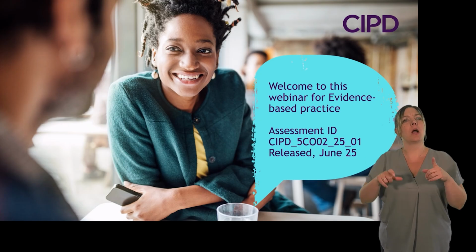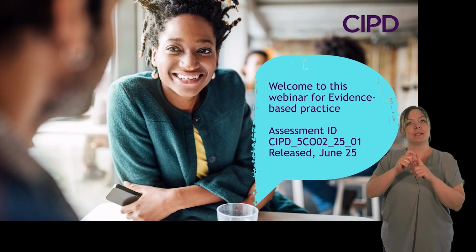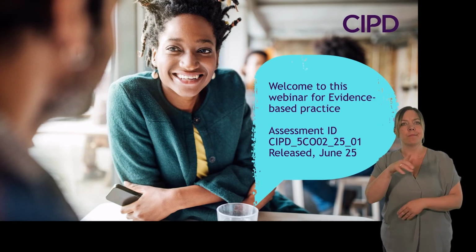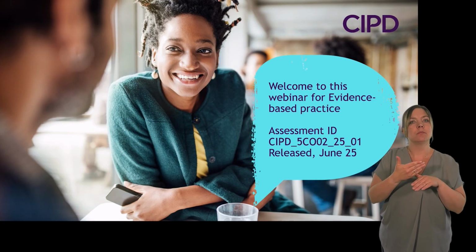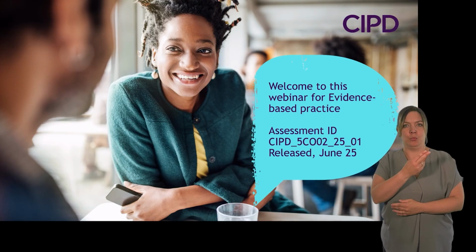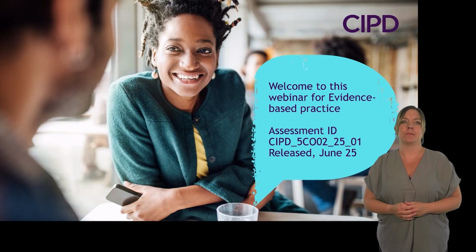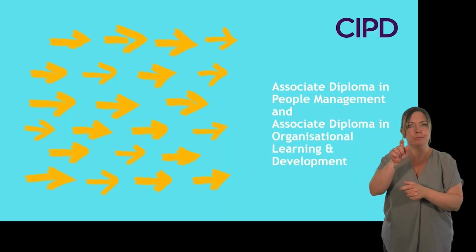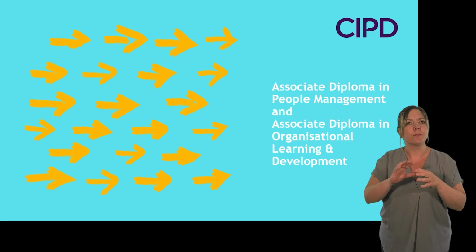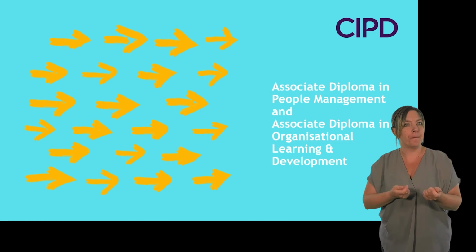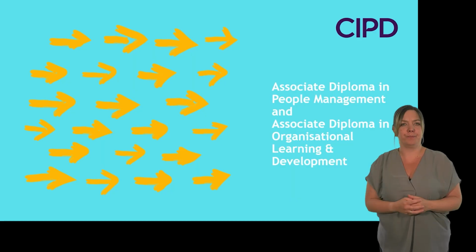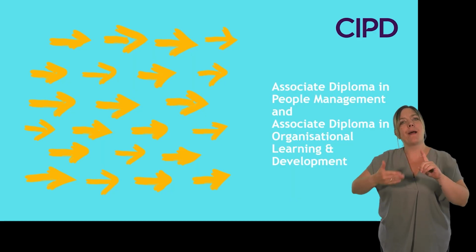The assessment ID is CIPD 5Core 02-2501 and the release date for this assignment is June 25. This assessment is for learners undertaking the Associate Diploma in People Management and Associate Diploma in Organisational Learning and Development.